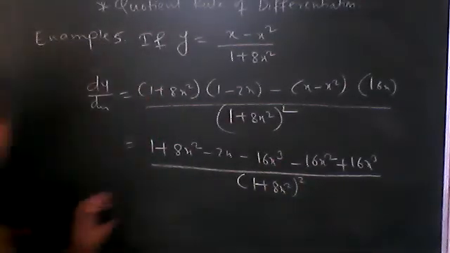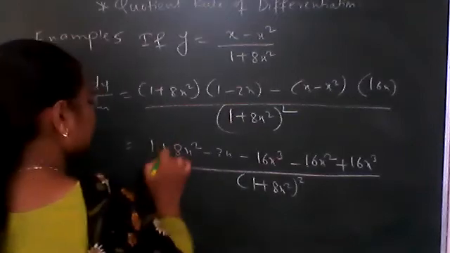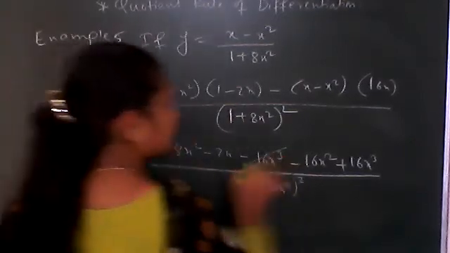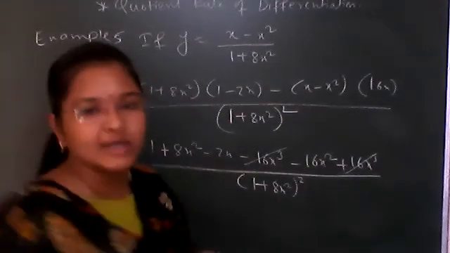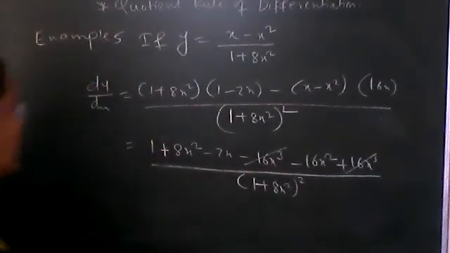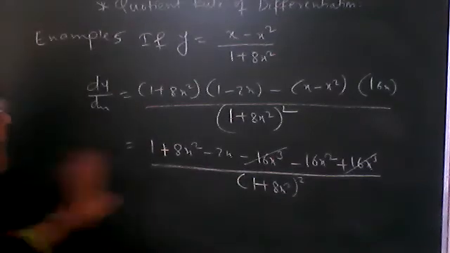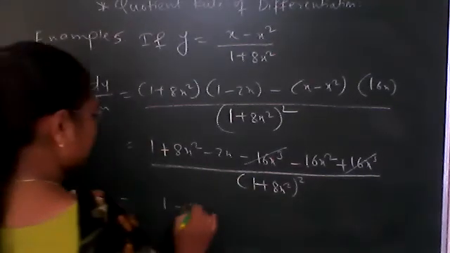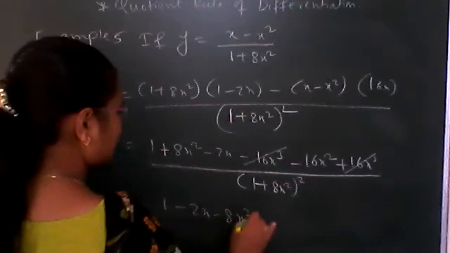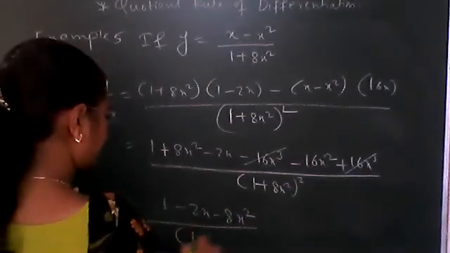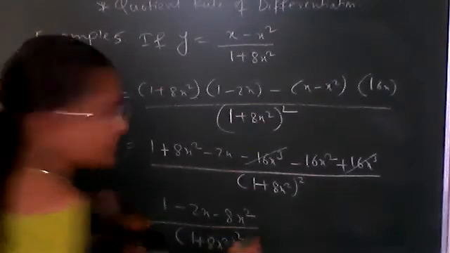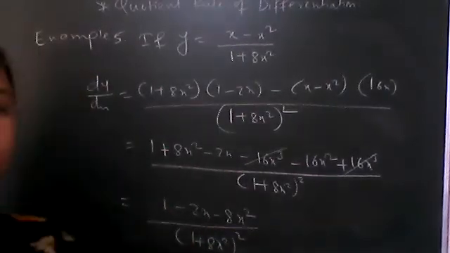Any doubt? So which terms can we cancel here? 16x cube and this 16x cube. Then 8x square minus 16x square will be minus 8x square, and this minus 2x as it is. So what is remaining? 1 minus 2x minus 8x square, whole thing divided by 1 plus 8x square bracket square. Getting? Any doubt in this?